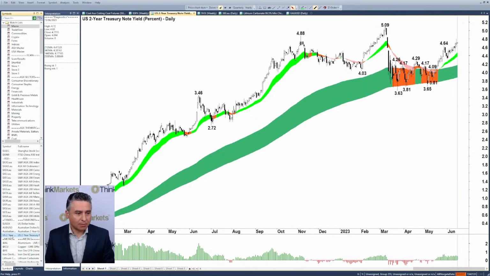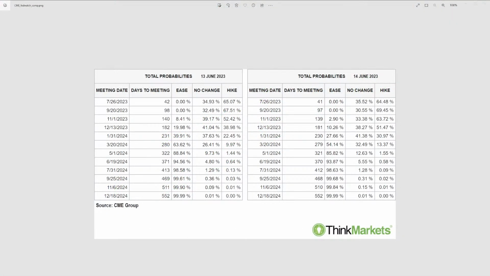Still heading higher there, market factoring in higher rates down the track. And to what effect? Let's have a look here. We can see that pre-pause last night and post-pause, the hiking column has increased fairly modestly. If we look at pre versus post, pre is the 13th of June on the left, post is the 14th of June on the right. And we can see probably the biggest impact comes in November, where we were only 50-50 for a hike. Now we're pushing into 63%.